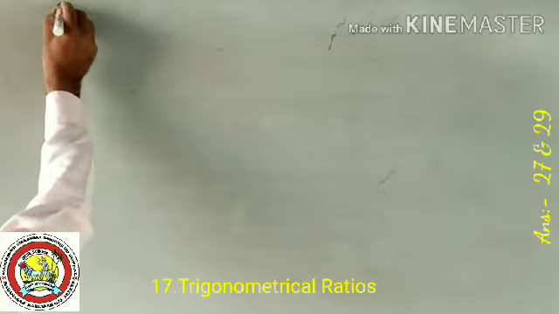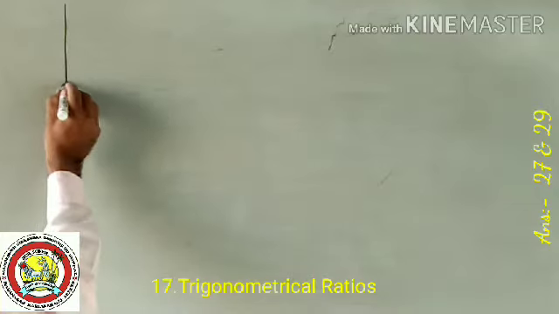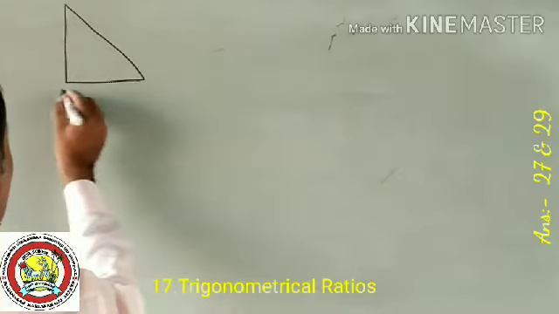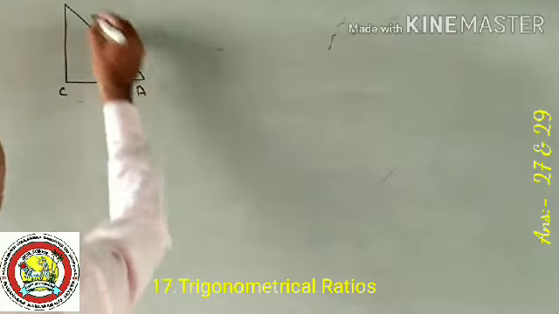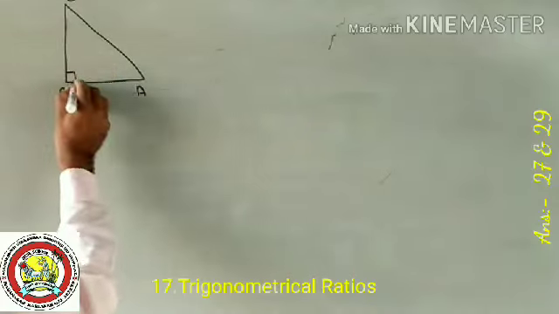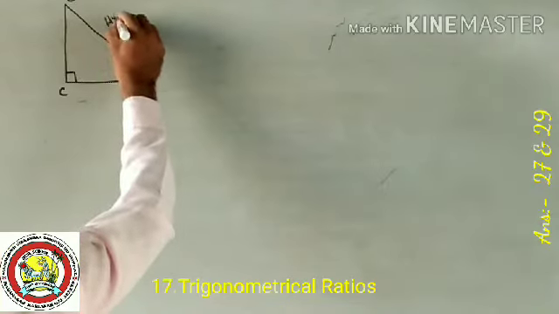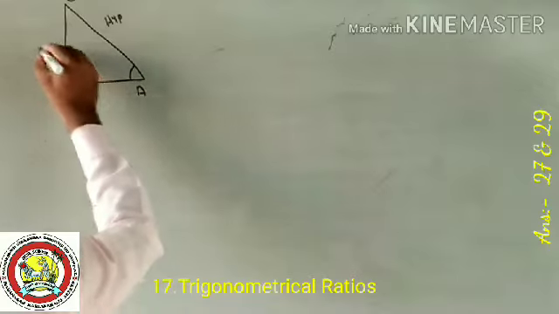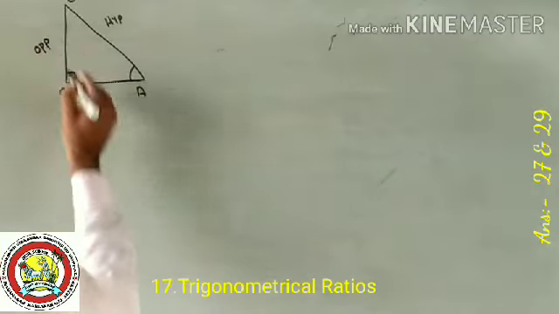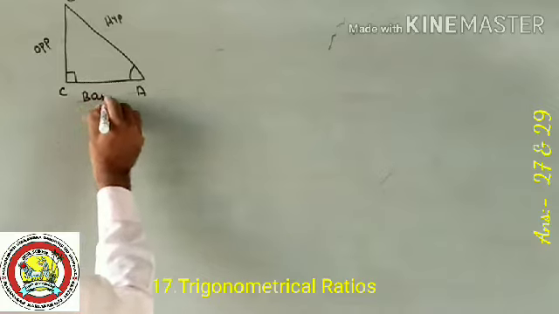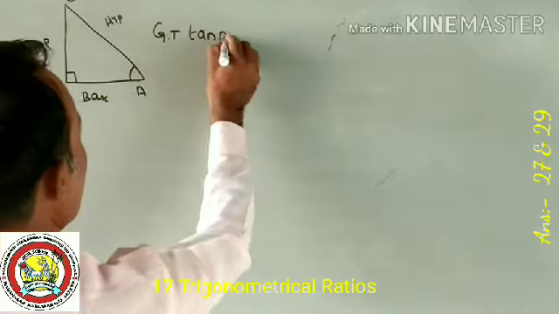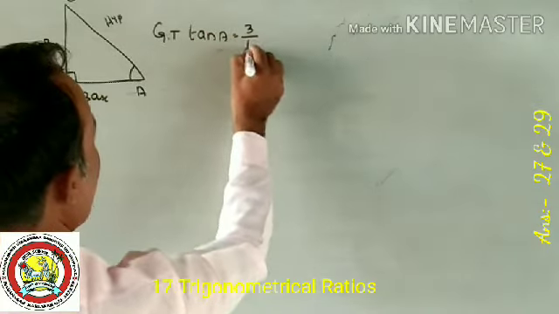Draw right angle triangle ABC, angle C 90 degrees. So here call it as ABC, C 90 degrees. So this one is the hypotenuse. Next, tan A is equal to, consider A is acute, so this is opposite. What about this one? Base. Given that tan A is equal to 3 by 4.